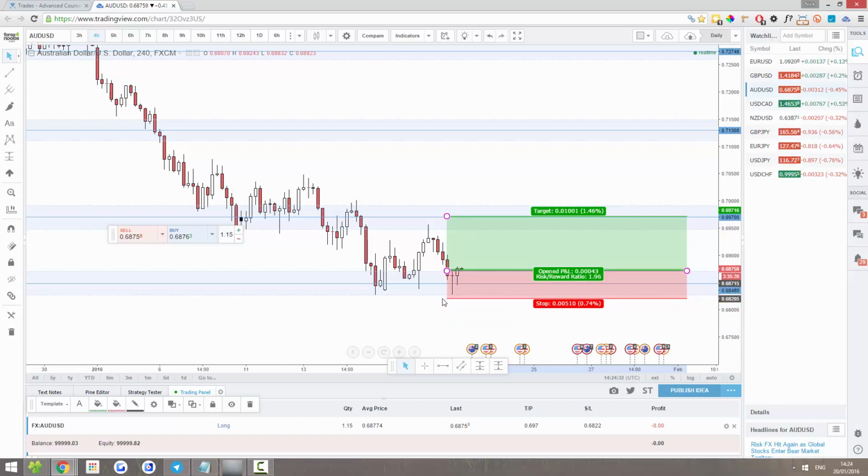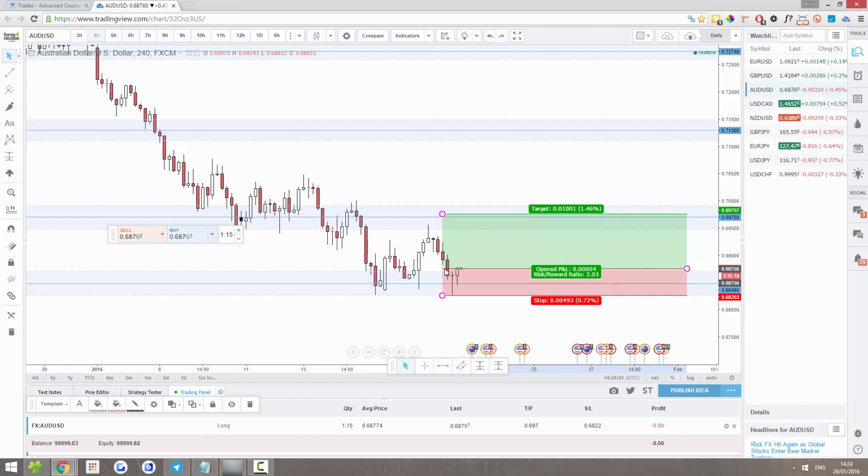Stop loss 68.22. I need to move the entry first. All right. $69.74, yeah. So this is the trade. It's 1.89 risk reward ratio. I still need to adjust the numbers to take profit and stop loss.